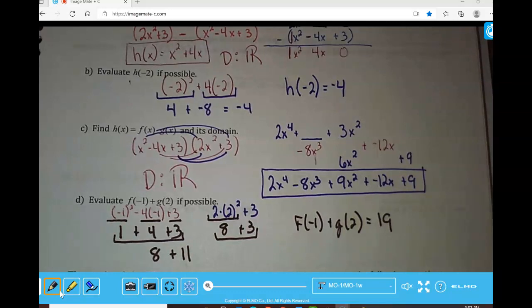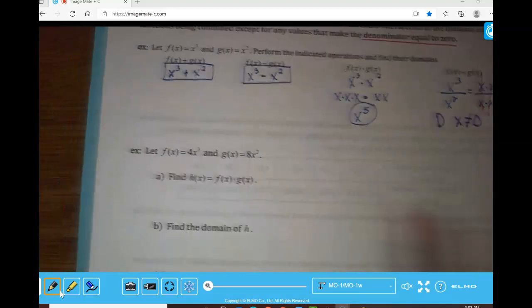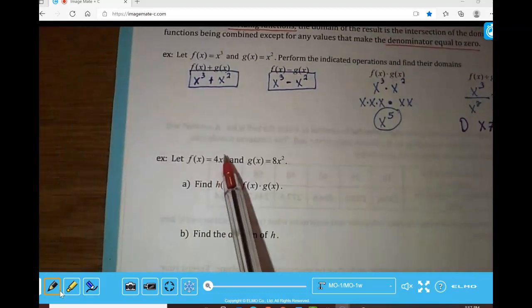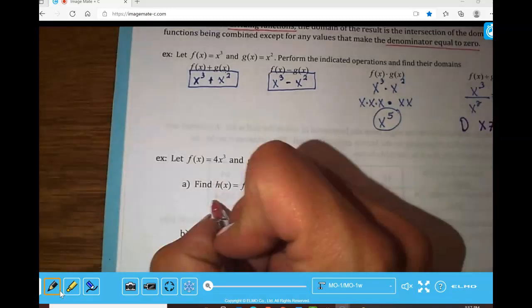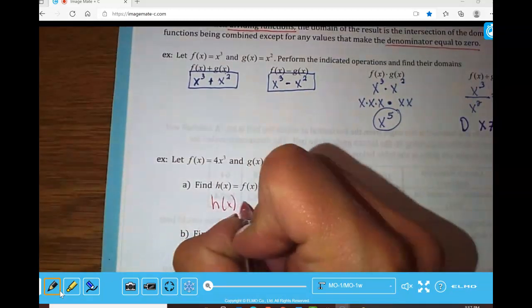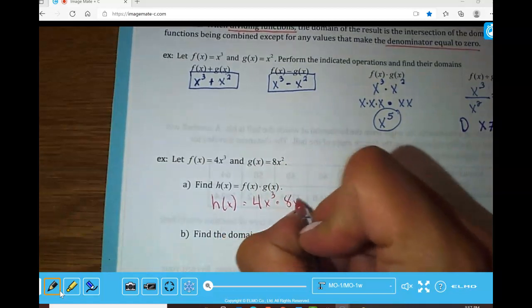All right, last one I'm going to end with, we're not going to do the one on the bottom, is back on page 48, because they're just some different exponents again. So 4x cubed and 8x squared, I'm going to be making a new function h of x, and I'm going to get h of x by taking 4x cubed times 8x squared.